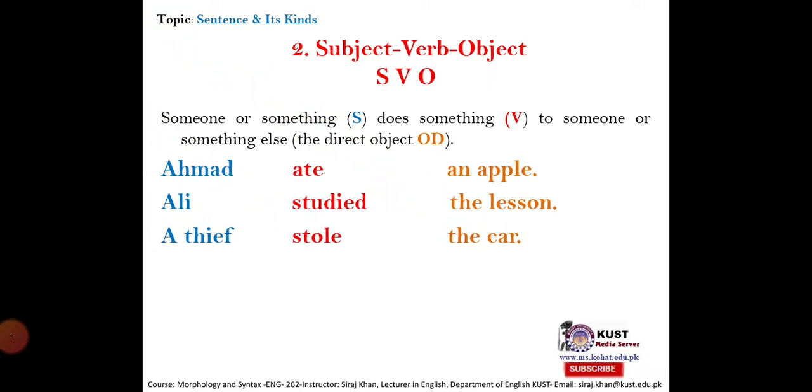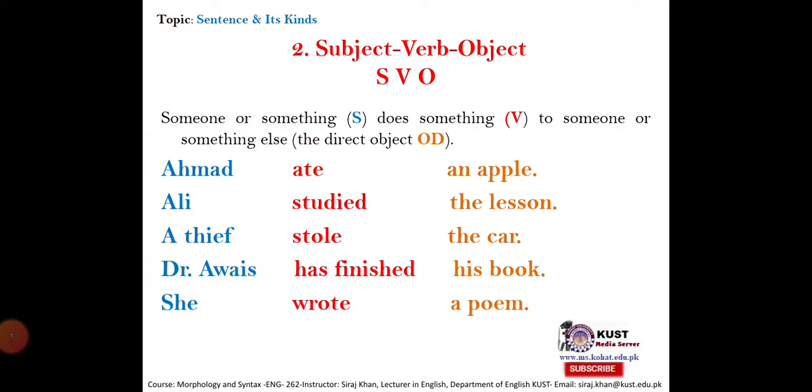A thief stole the car. Dr. Awais has finished his book. Dr. Awais is the subject, has finished is the verb, his book is the object of the sentence. She wrote a poem.